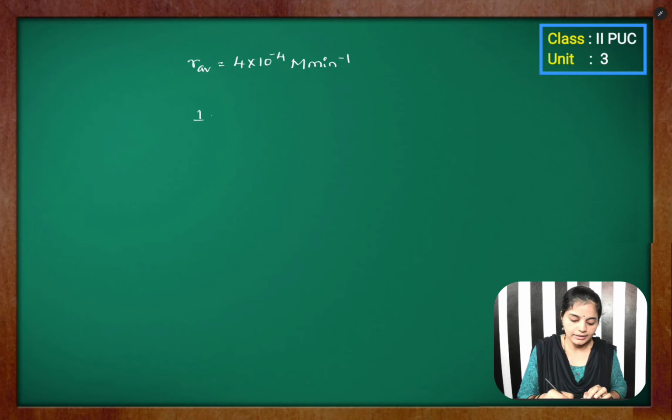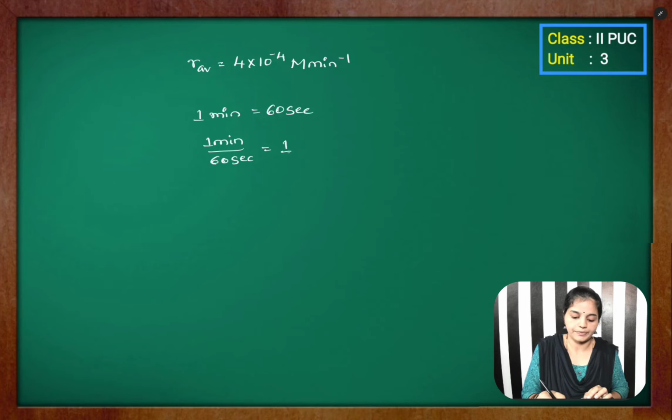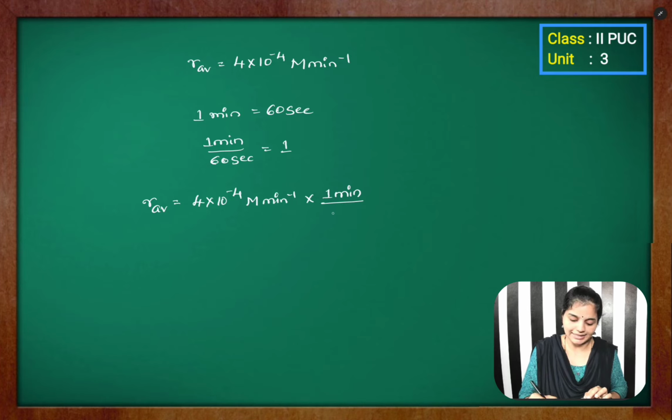We know that 1 minute is 60 seconds. So I can write 1 minute by 60 seconds is equal to 1. So using this unitary method, we will now convert the unit from minute inverse to second inverse. What you have to do is multiply the average rate with 1 minute by 60 seconds. So it's 4 into 10 to the power minus 4 molar per minute into 1 minute divided by 60 seconds. This is equal to 4 into 10 to the power minus 4 divided by 60. Minute per minute cancels with one another.